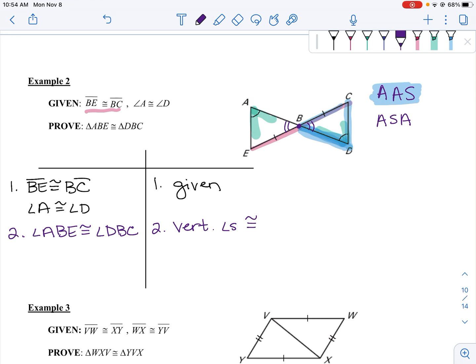Okay, vertical angles congruence theorem. All right, so now I have enough information. I have a side and 2 angles, so I can say my triangles are congruent, which was my proof. So triangle ABE is congruent to triangle DBC, and the reason is the angle, angle, side congruence theorem.